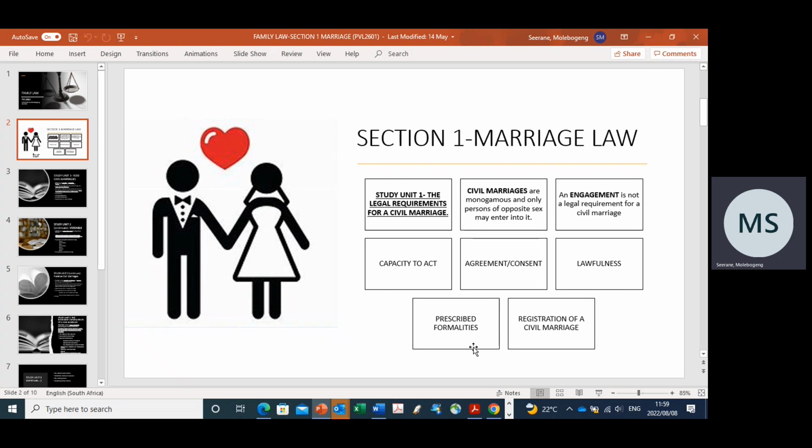You cannot even send a proxy for one to enter into the marriage on your behalf. So the civil marriage may be solemnized at any time and on any day of the week. But a marriage officer is not obliged to solemnize a civil marriage at any time other than between 0800 hours, which is 8 a.m. in the morning, and 1600 hours, which is 4 p.m. in the evening.